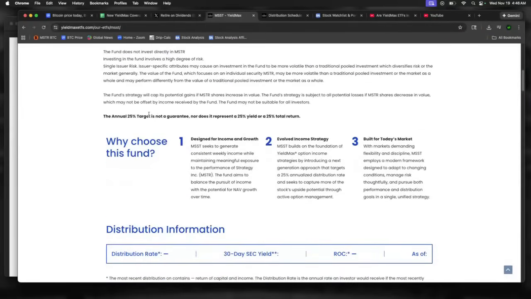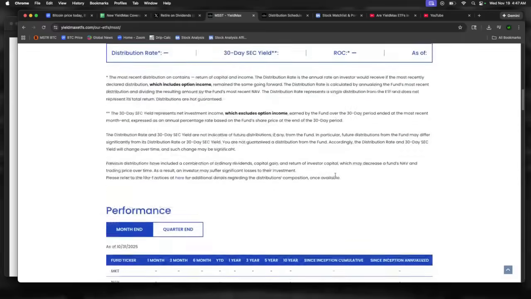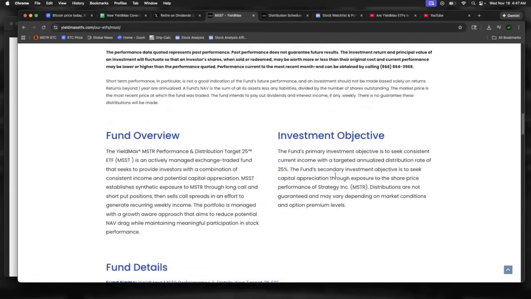So it says here, the annual 25% target is not a guarantee, nor does it represent a 25% yield or a 25% total return. Why choose the fund? It's designed for income and growth. All right, we know all that jazz. Move on. So again, it's going to be a group of funds. We'll call it Target 25 ETFs.